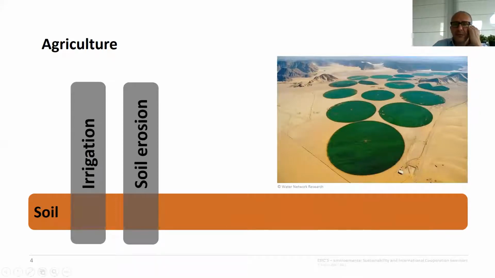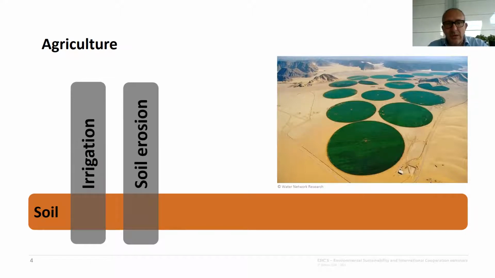Specifically, if we talk about irrigation or soil erosion, the organic matter is involved in building the soil structure and improving the soil porosity and the water retention capacity of the soil. And this means that a high level of organic matter is capable of reducing or avoiding soil erosion and maximizing the effect of an irrigation or of rainfall.